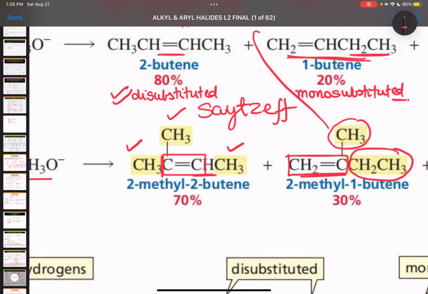So while doing elimination, the major product can be decided by knowing the law that the Saytzeff alkene, or the more substituted alkene, or the more branched alkene, or the more stable alkene, is going to be the major product for the elimination. So this is going to be the major product. Okay, because it is tri-substituted and this one is disubstituted, right?